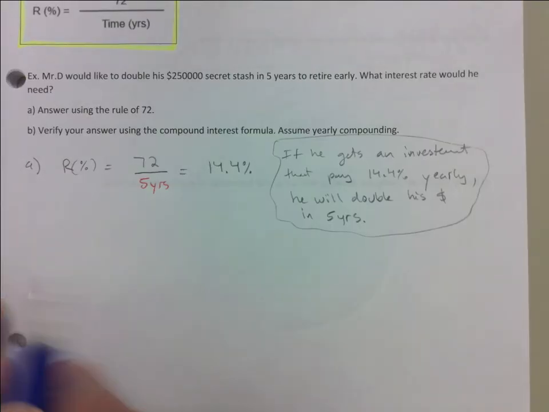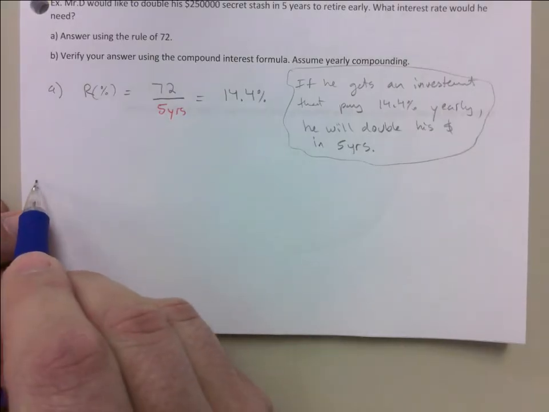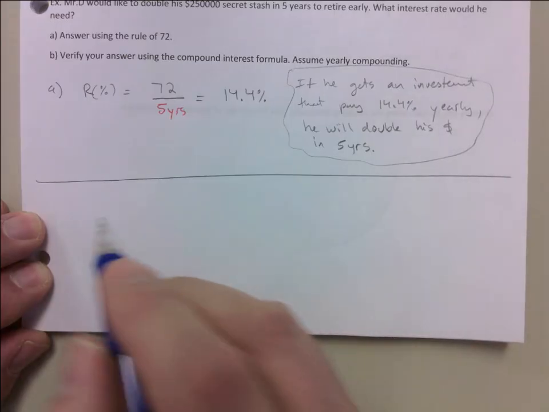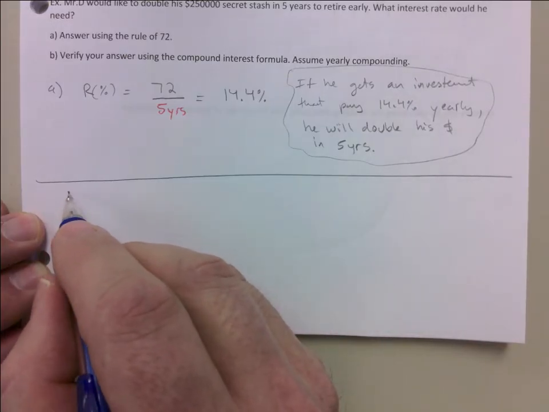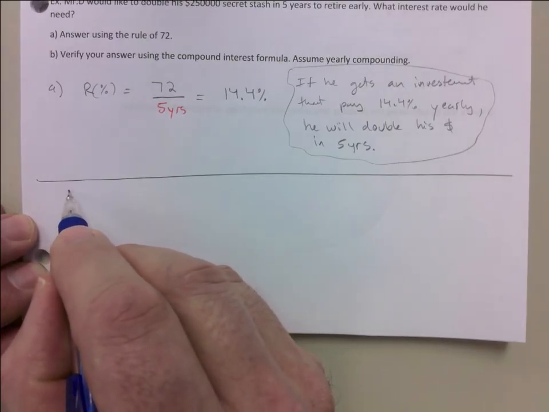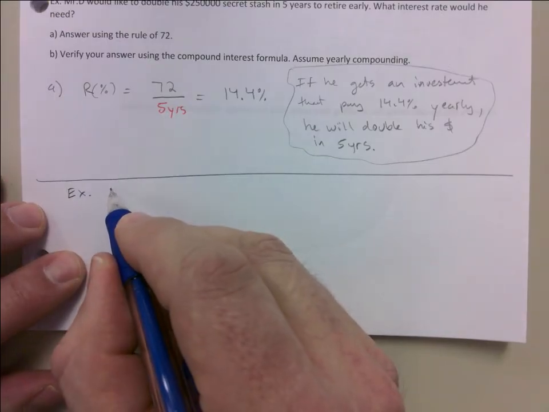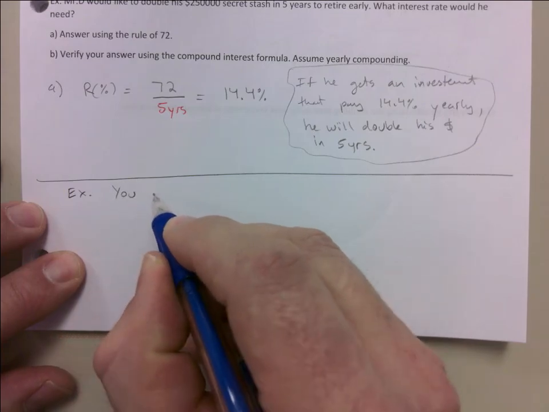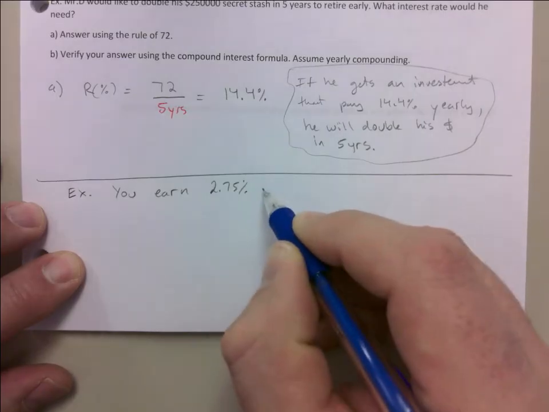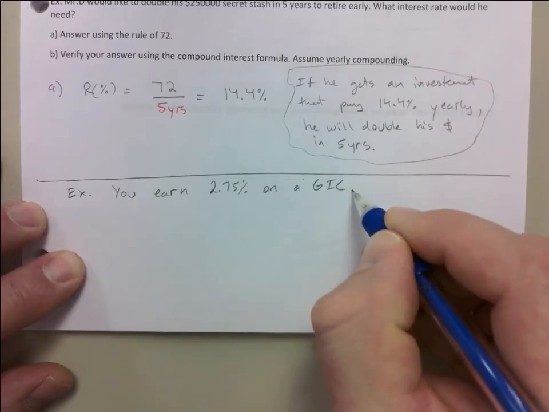Here's another example that we're going to do instead. This is another question. You earn 2.75% on a GIC. You should know what that is at this point.